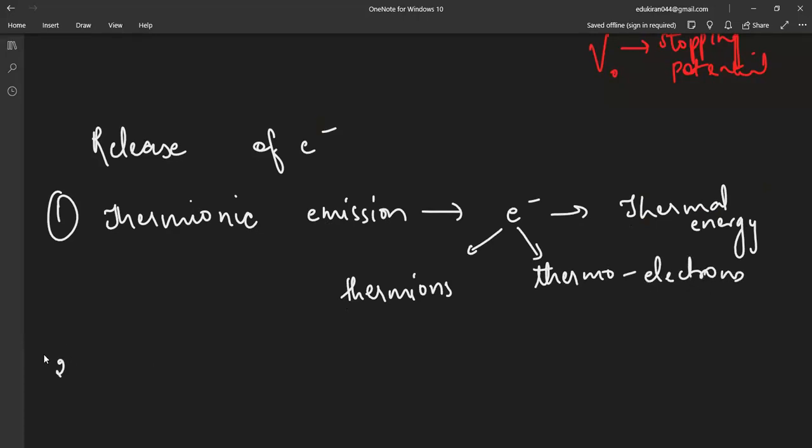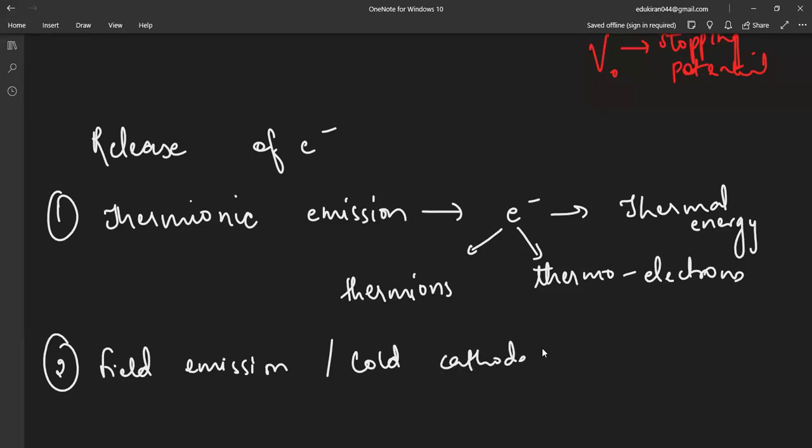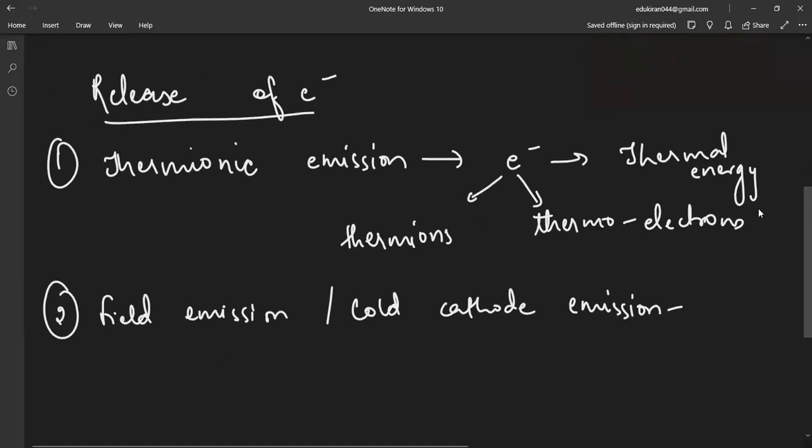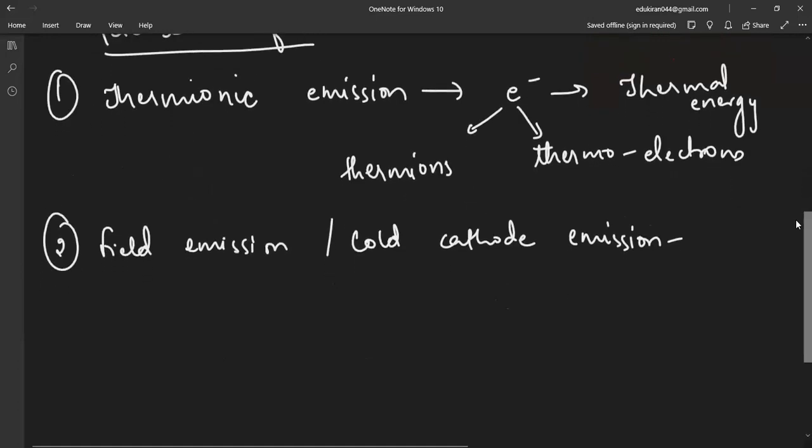Thermoelectrons. Second process which is available, this is known as field emission, or we also call it cold cathode emission. Now see, what is meant by field emission? Field means only the electric field. We are talking about the electric field.